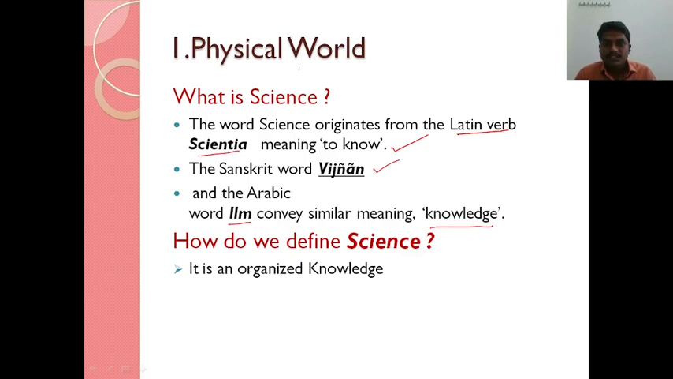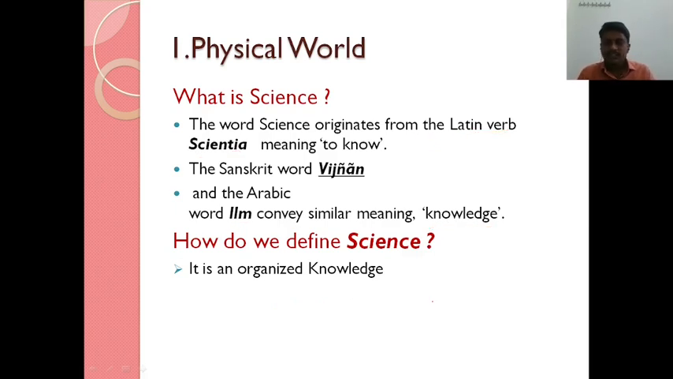This systematic knowledge is known as science. So it is defined like that: science is organized knowledge, and science is dynamic, it is not static. If one scientist invents one thing, a better invention comes in the future. So it always progresses. Science is dynamic, not static.